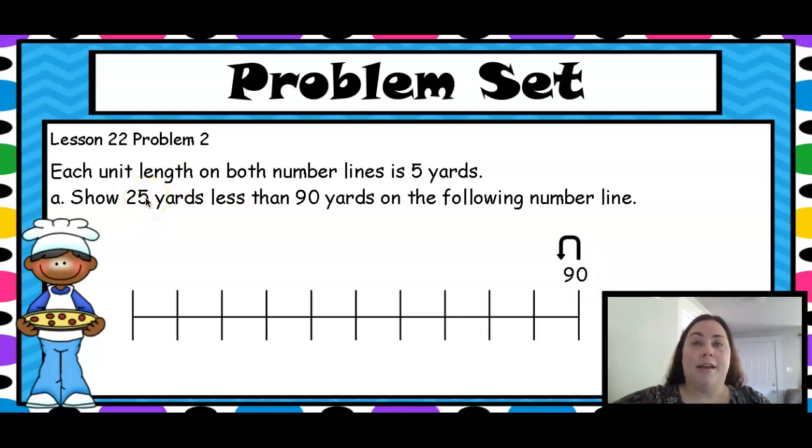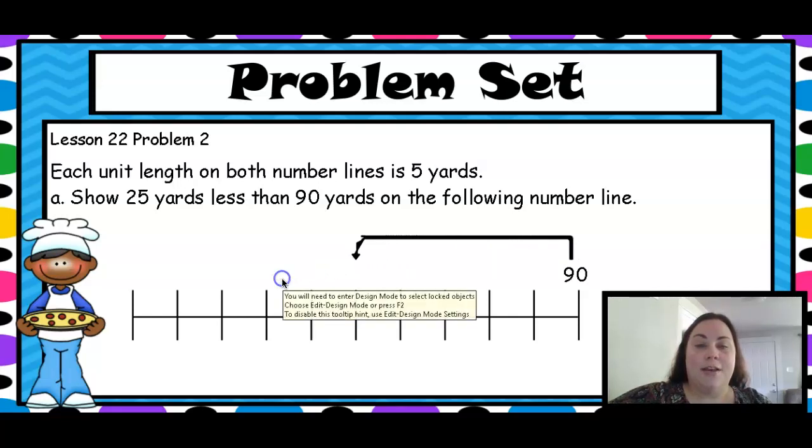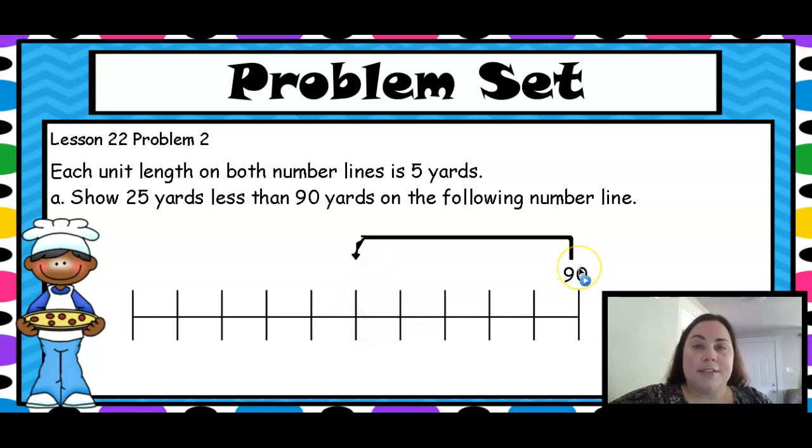So we're going to count back 25. I'm going to use my tool here, and I'm going to count back 5 by 5 till I get to 25. So let's count 5, 10, 15, 20, 25. So I know I'm looking for this number right here. So let's count back by 5s to figure out what that number is.